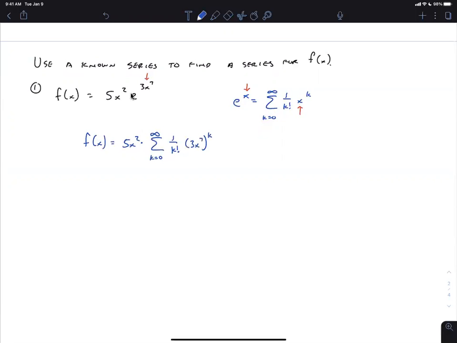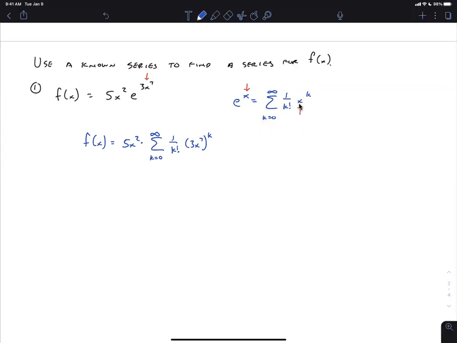Okay, so e does not go in this at all. E to this power is equal to this sum with 3x to the 7th replaced or put in place of that x. Does everybody see what happened there? 5x squared stays there for now. E to this power becomes this series with the 3x to the 7th replacing the x.